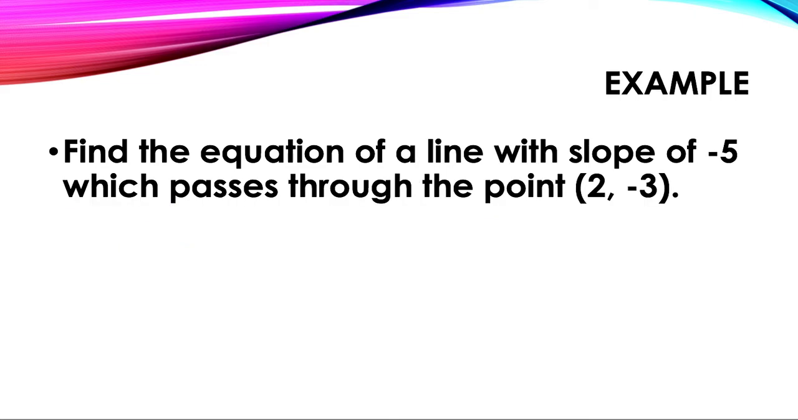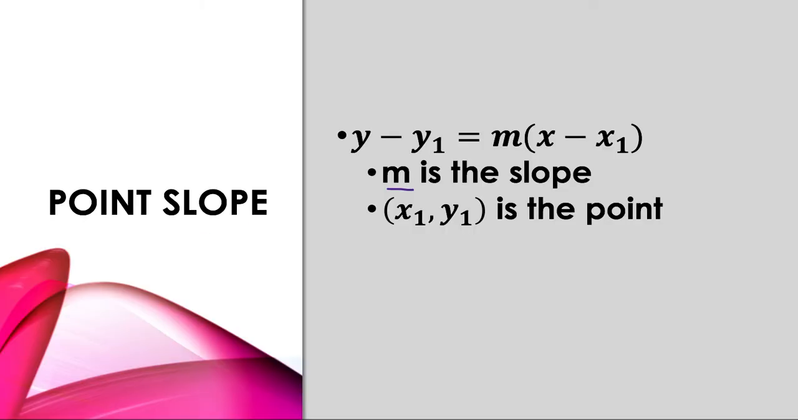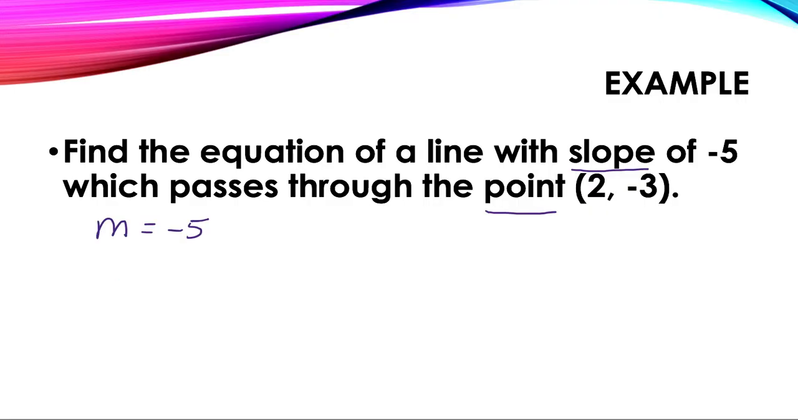For our next example, we're told that we want to find the equation of a line that has slope of negative 5. So again, I'm going to make a note that my slope is going to be negative 5 and passes through the point (2, -3). So we have the slope given and we have a point given. So remember that if you have the slope and you have the point, you should be using point-slope formula, which is y minus y1 equals m times x minus x1.